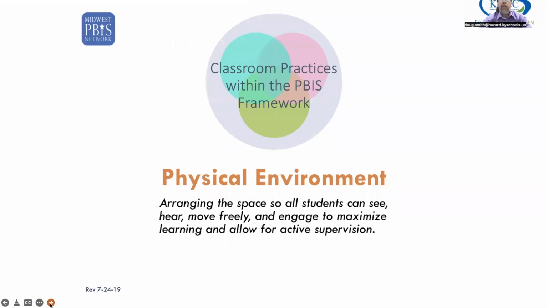So the first classroom practice that we want to look at is the physical arrangement of the classroom. Space is arranged so that all students can see, hear, move freely, and engage to maximize learning and allow for active supervision. We're going to be talking a little bit more about active supervision later on in our presentation. But as you're thinking about the physical arrangement of your classroom, make sure that you can see all your students and all your students can see you.